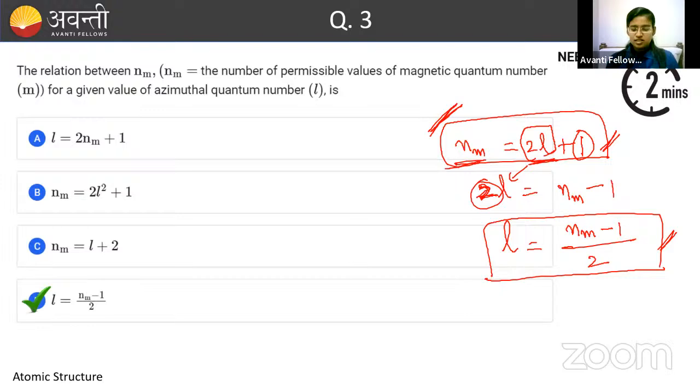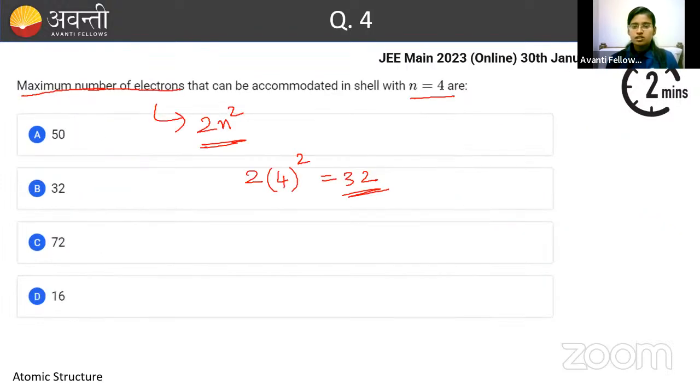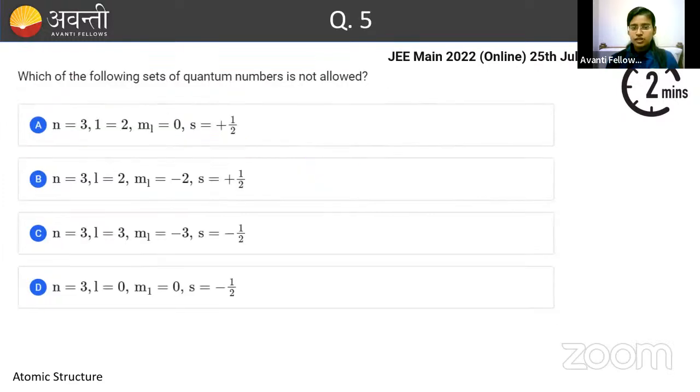Okay, students. So now let's go for question number 5. Which of the following sets of quantum numbers is not allowed? Which is not allowed? Can you guys take some time and get me the correct answer for this question? How to find out the unallowed quantum number set?